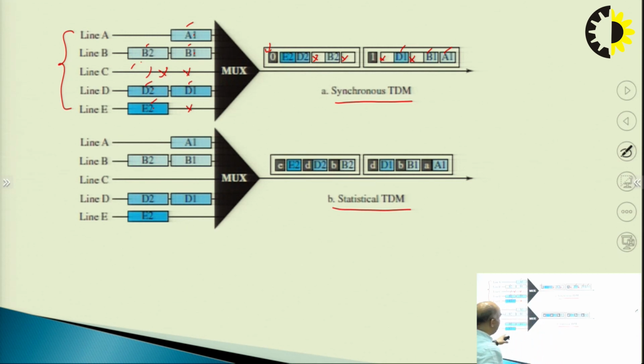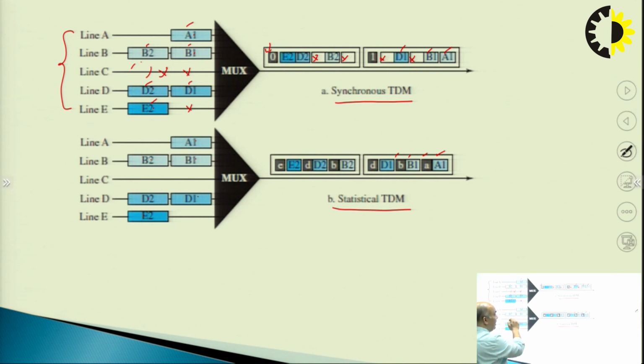Okay. So, in the statistical TDM, what does it do? It checks from which source the data is being sent, so it adds the address. Here we see in the first frame E2, D2 and B2, and in the next frame A1, B1 and D1. So, for A1 we have an address for A. Line B address, and B1 is sending the data.